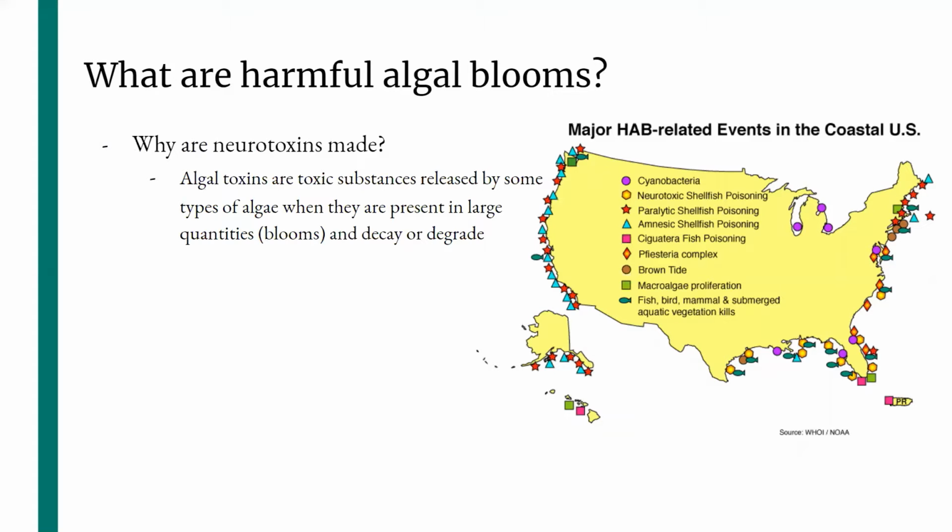Why are neurotoxins made? Neurotoxins are produced by certain types of algae when they are present in large populations and then start to decay and degrade. The presence of such toxins in large quantities results in outbreaks of HAB-related illnesses. On the west coast of North America, the most prevalent of these events are amnesic shellfish poisoning, ASP, and paralytic shellfish poisoning, PSP. These events have also been known to cause fish, bird, mammal, and submerged vegetation kills, which translates to habitat destruction and decreased biodiversity.